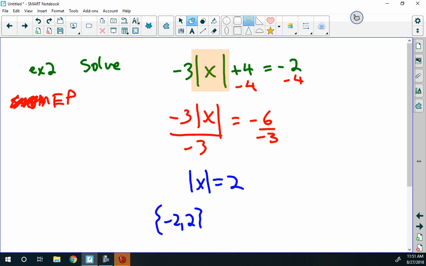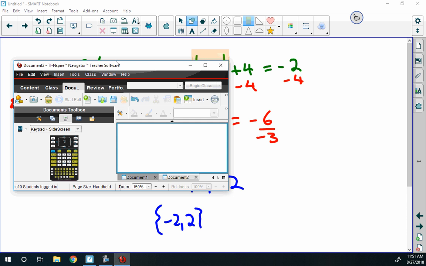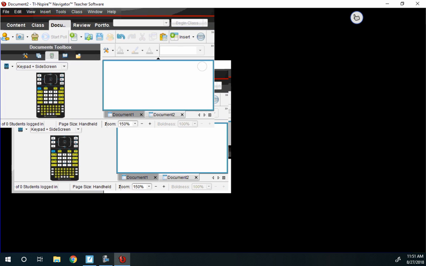So let me go ahead and bring my TI Inspire in, and I want to show you how that calculator, as good as it is, is going to lie to you.